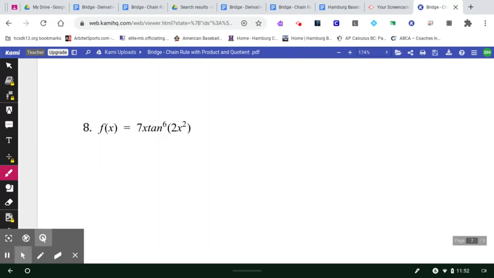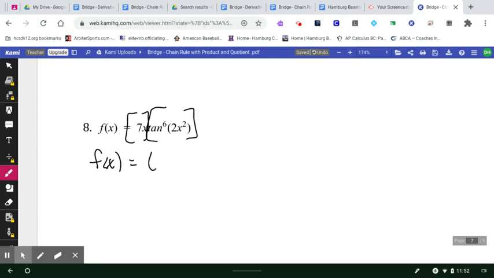All right, last one, I promise. Let's see, I've got 7x times the tangent to the 6th of 2x squared. So again, I'm just going to rewrite it first and then try to take the derivative on your own. And again, no worries if you're still a little confused. I promise it will come. We will have a lot of practice in class. But why don't you pause it, see if you can take that derivative on your own. Don't worry about cleaning it up.